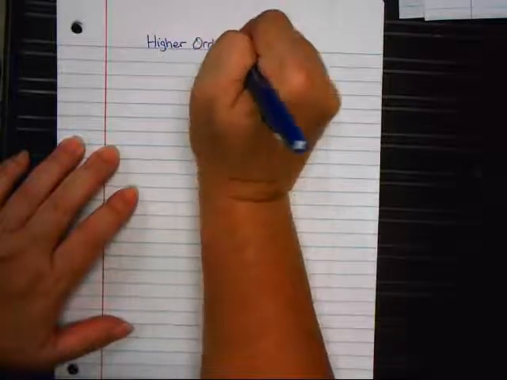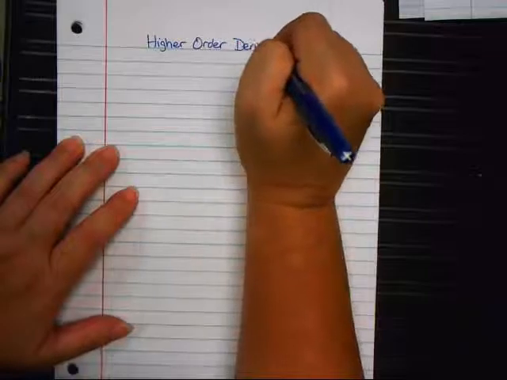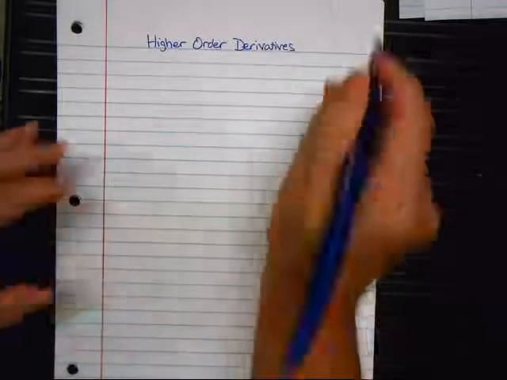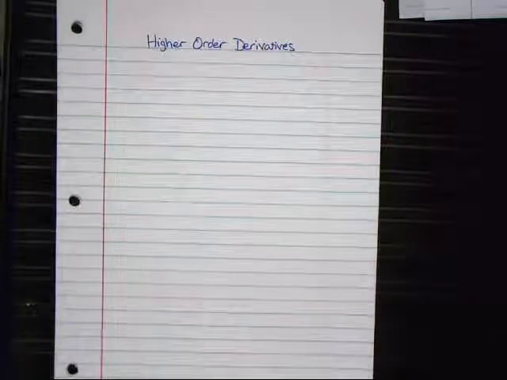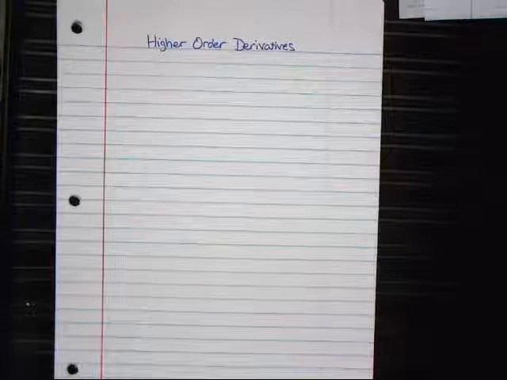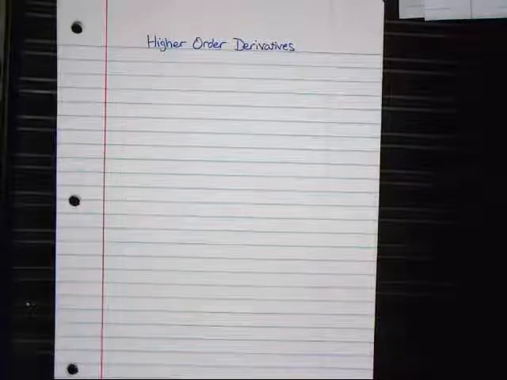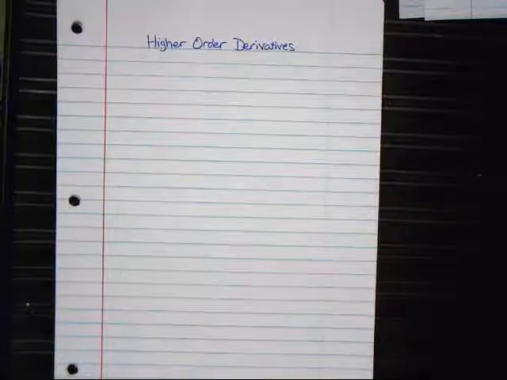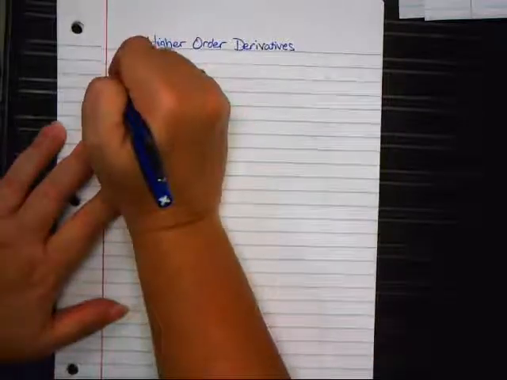Today we are talking about what are called higher order derivatives. Higher order derivatives means derivatives beyond the first derivative, because there are derivatives beyond the first derivative. Okay?